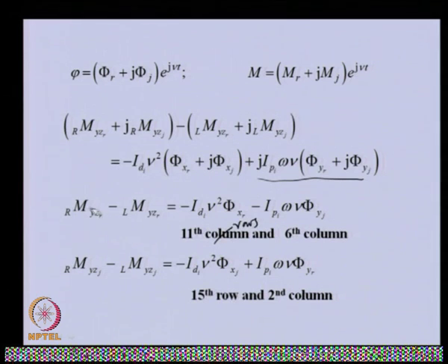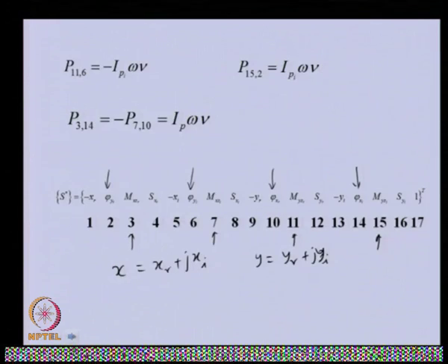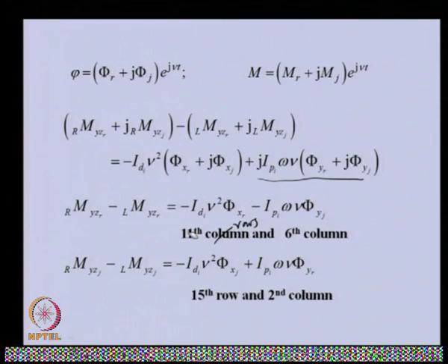So, yz real. If we see in the state vector, this is yz real, and this is the yz imaginary, but that expression is yz real. So, this is the 11th row. We have the 11th row in the point matrix, and this is the additional term basically in the gyroscopic couple.